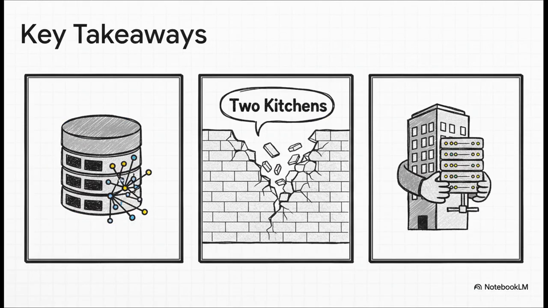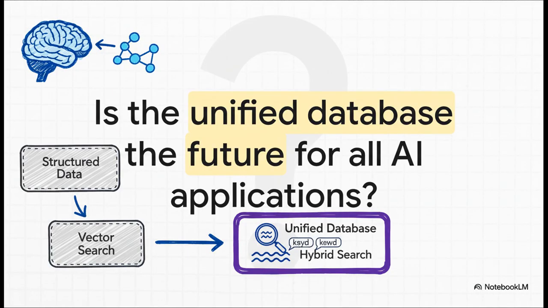So, what are the big takeaways here? First, Weaviate is a true AI-native database that finally brings your data and its meaning together in one place. Second, its hybrid search approach solves that frustrating two kitchens problem that slows down so many AI apps. And finally, that flexibility, especially the ability to self-host, makes it a real powerhouse for businesses that need both control and performance.